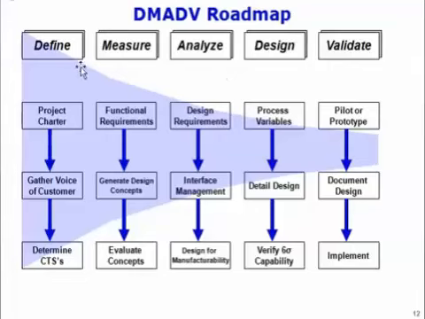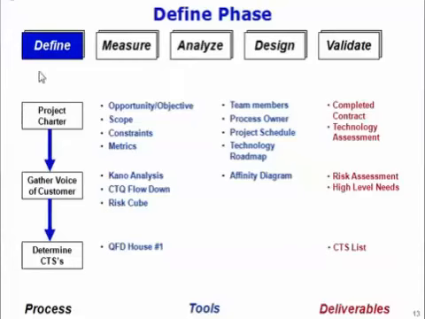In the DMADV roadmap, we define, measure, analyze, design, and then validate. So we can look at those. In the define phase, we have a project charter as well. Gathering voice of customer and determining CTS, critical to satisfaction. This is critical to the customer satisfaction. Could be an internal customer, could be an external customer. And again, the tools we would use in each of these phases or steps, and then the deliverables.